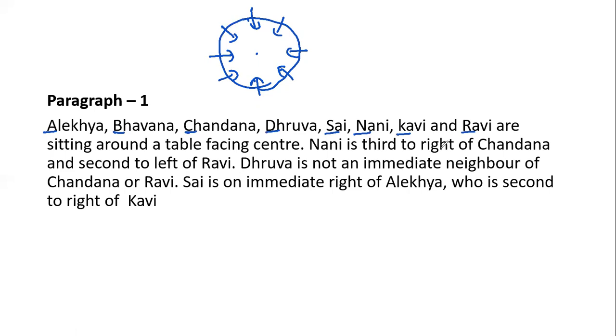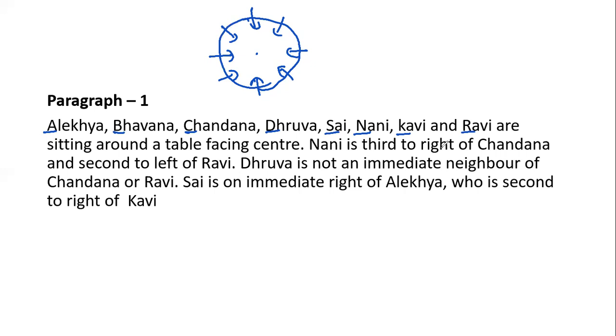Nani is third to the right of Chandana. If Nani is third to the right of Chandana, first you should understand where is Chandana, right? Yes or no? First you should know where is Chandana. If you know where is Chandana, then you can place Nani in the third right position. Understood the point? In the diagram, in the circular diagram, you should know first where is Chandana. If you know where is Chandana, then third right position you can count and you can place Nani there.